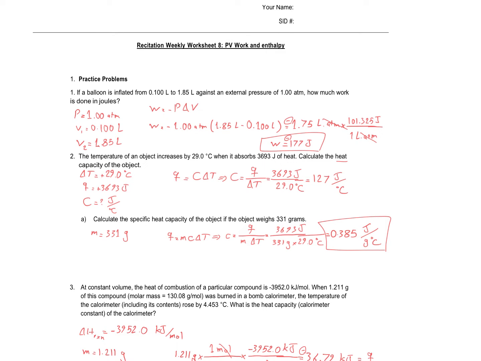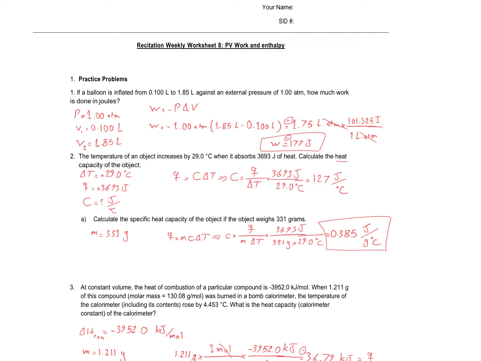Recitation weekly worksheet number 8 is the last worksheet that we work together, and it covers the PV work and the enthalpy, different ways of enthalpy, basically calorimetry. I also included some Hess's law and standard enthalpy of formation in the exam review file. So as always, don't forget to write your name and student ID.